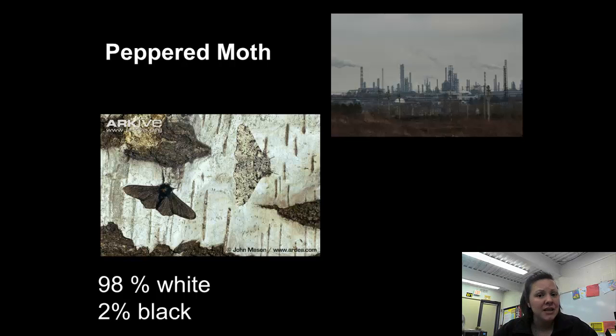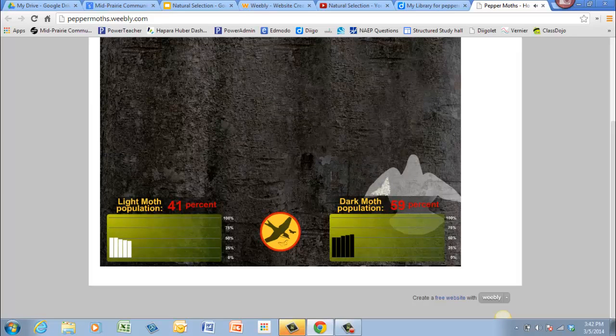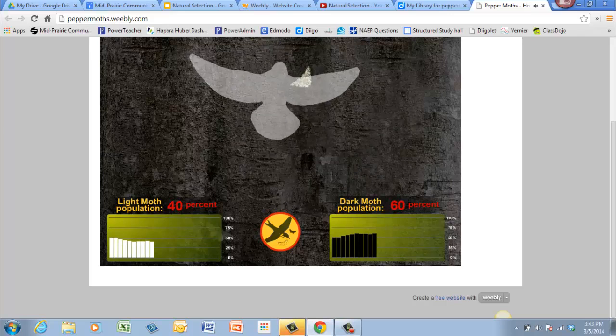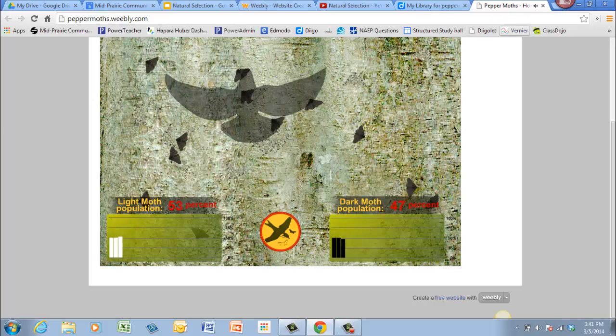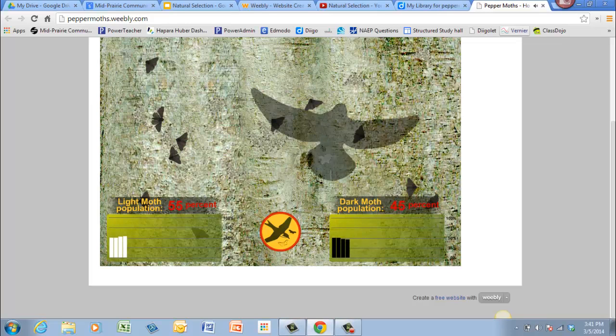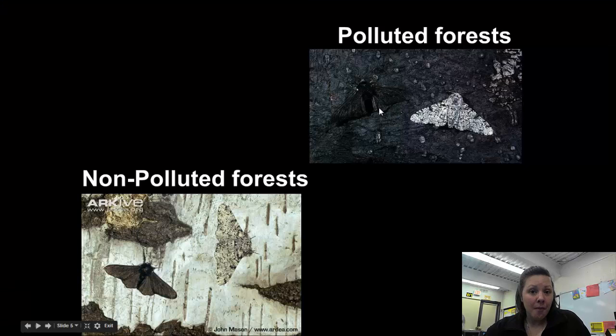But then came the Industrial Revolution. With the Industrial Revolution came a lot of factories, and with those factories came a lot of air pollution. What they started to see is that more air pollution changed the environment. This is a simulation so you can see what it would be like for a bird to hunt in a polluted forest versus a non-polluted forest. Obviously the dark one is the polluted forest, and the light colored tree is the non-polluted one.